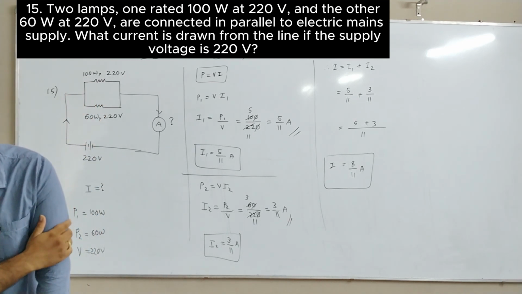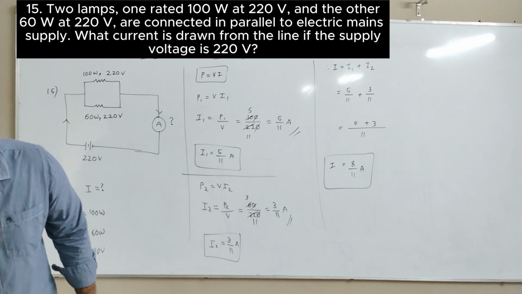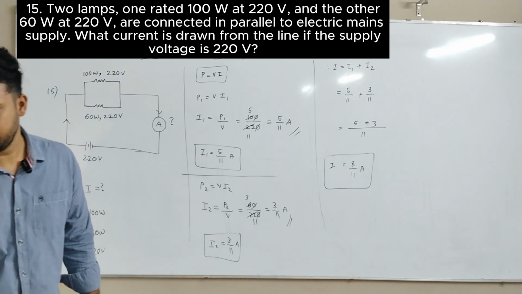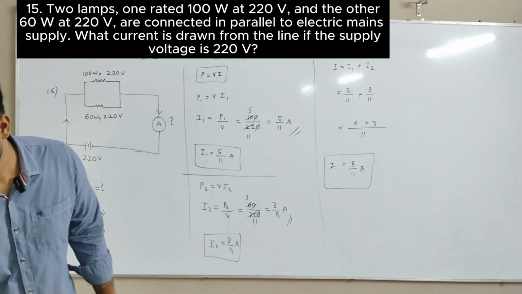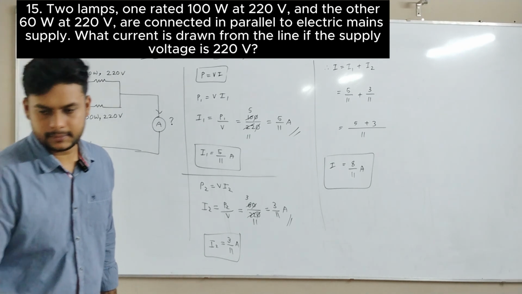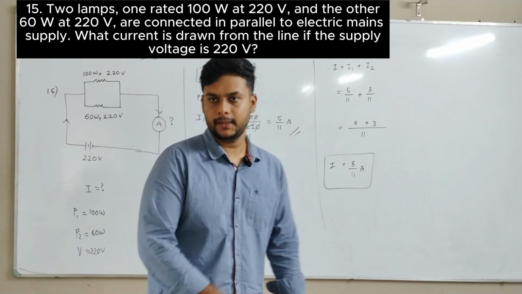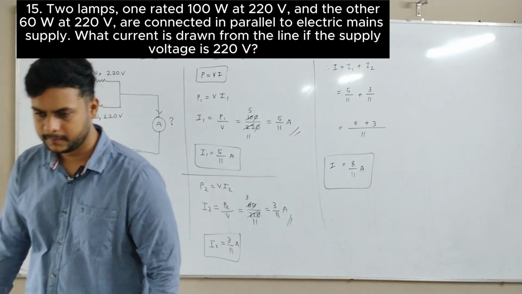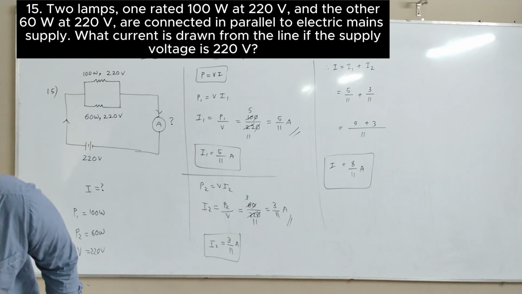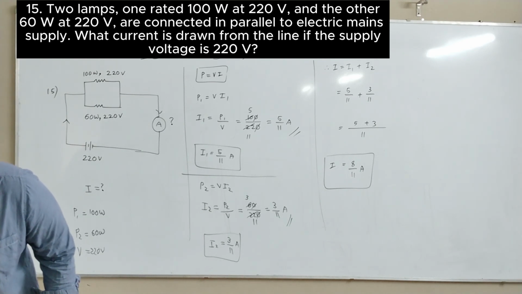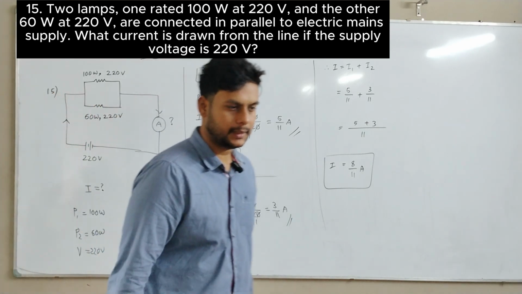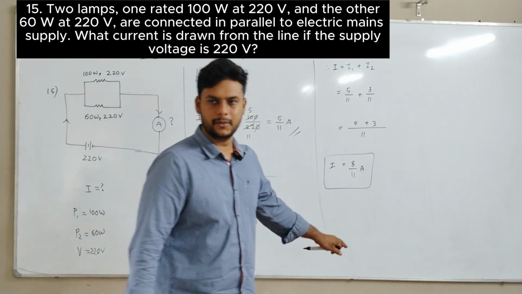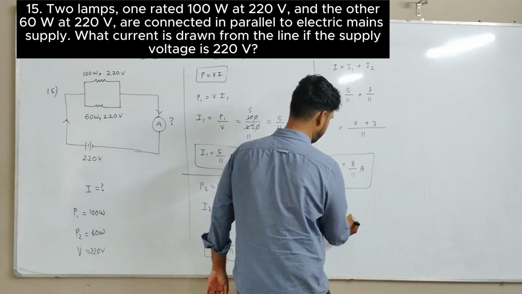Do 8 by 11. Tell me the answer. Correct? You can leave it here also, or 0.72, right?